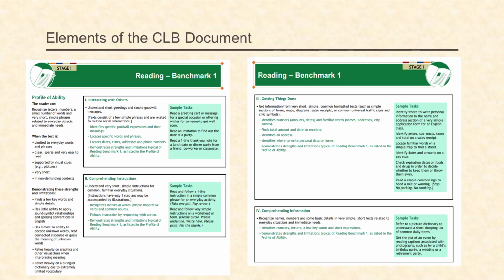The competency areas for each skill are drawn from the following: interacting with others, communication to maintain or change interpersonal relationships and to foster social cohesion; comprehending instructions, communication to understand instructions and directions; getting things done, communication to get things done, to obtain services, to inform decisions, to persuade or to learn what others want to be done; comprehending information, communication to learn and understand information and ideas.